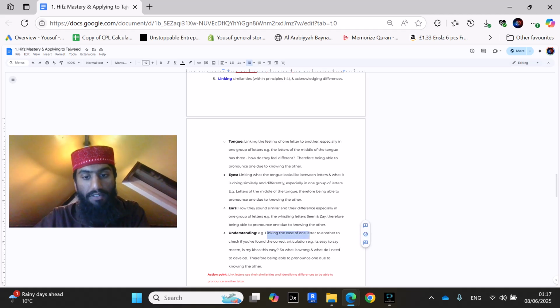Understanding: linking the ears of one letter to another to check if you found the correct articulation. For example, is it easy to say meem?